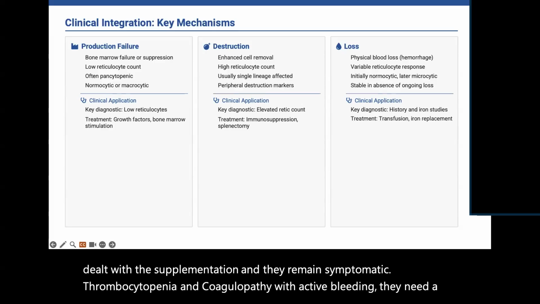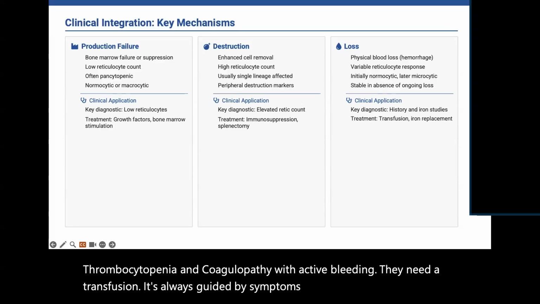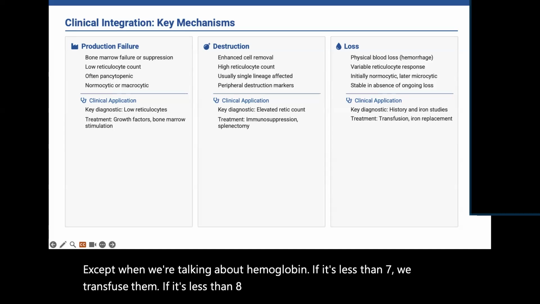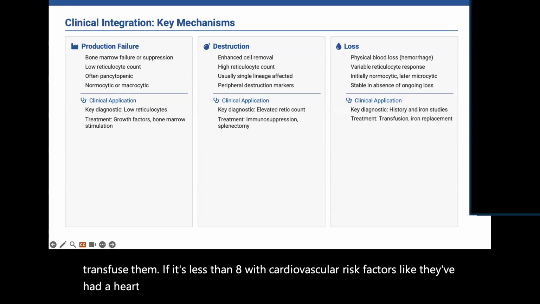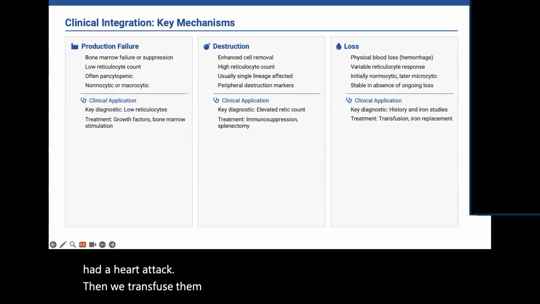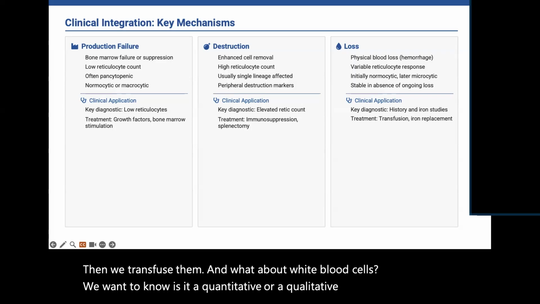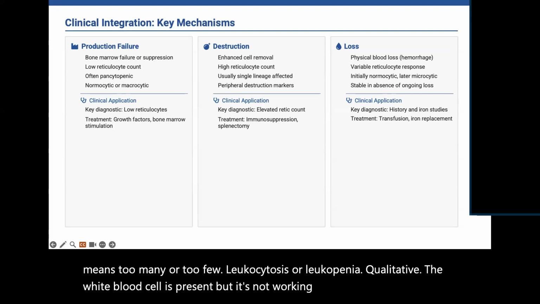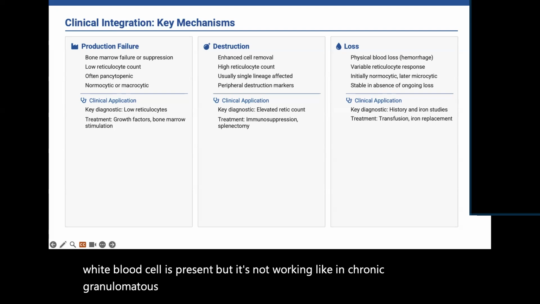It's always guided by symptoms and risk, not just the numbers. Except when we're talking about hemoglobin. If it's less than 7, we transfuse them. If it's less than 8 with cardiovascular risk factors, like they've had a heart attack, then we transfuse them. And what about white blood cells? We want to know, is it a quantitative or a qualitative problem? Quantitative means too many or too few, leukocytosis or leukopenia. Qualitative, the white blood cell is present, but it's not working, like in chronic granulomatous disease. Both impact the infection risk.